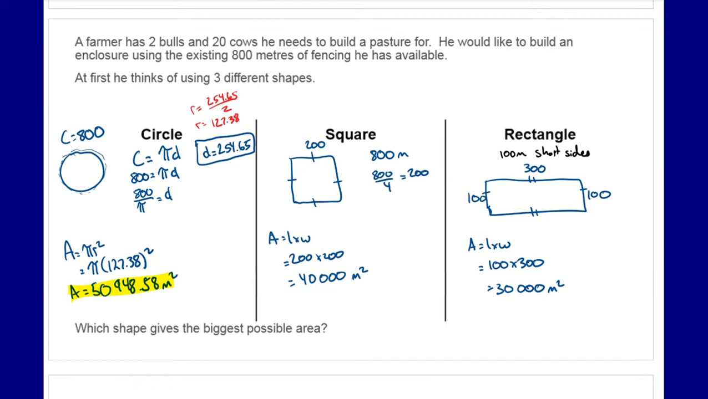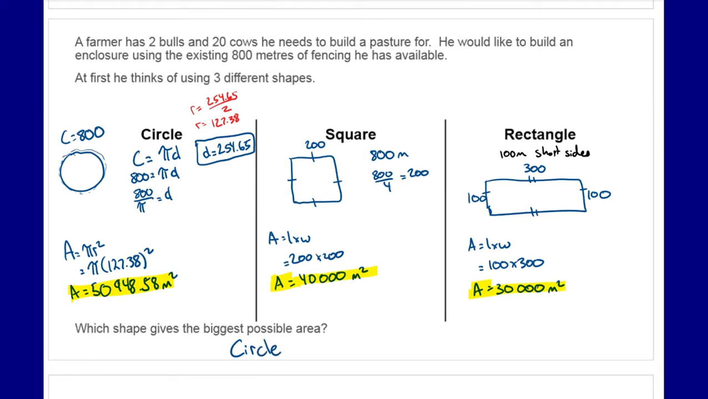So which shape gives the biggest possible area? Well, when we look at all three of them, we find that the circle gives us the largest possible area.